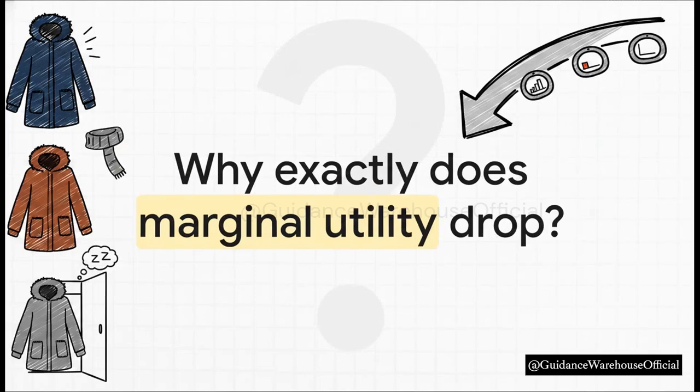So, you're probably wondering, why exactly does this happen? Well, human desires naturally become saturated. We satisfy our most urgent wants first. Once you have a thick winter coat to keep you from freezing, a second coat is really just for fashion. A third coat is literally just taking up space in your closet. The urgency completely drops off, and therefore the utility drops with it.